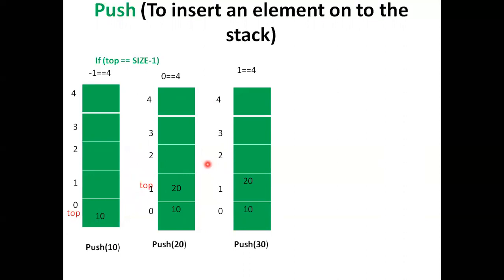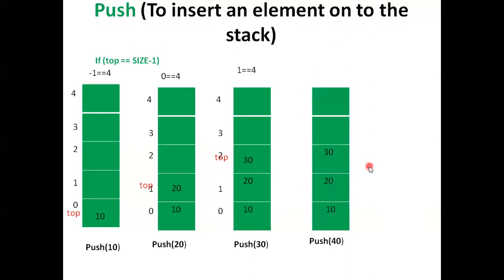Now the condition is false, which means we can insert the 30 by incrementing the top value by 1, so it goes to 2. So top is now 2. We are inserting the element at s of 2, that is, 30 is at index 2. Now again, if you want to push the element 40, the previous elements are 10, 20, 30, and top is indicating the second index. Now check the condition: 2 is equal to 4? Top is 2 and size minus 1 is 4. The condition is false, so increment the top value and insert our 40 at index 3.